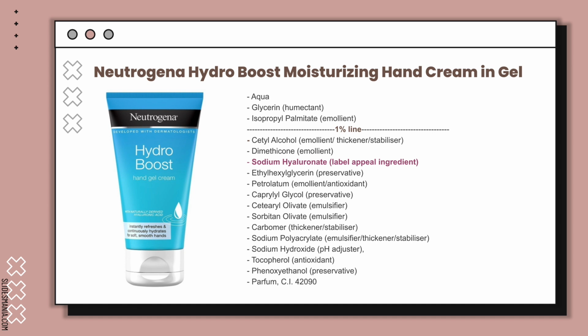This hand cream doesn't contain many label appeal ingredients. Sodium hyaluronate is added to support the moisturizing claims. All other ingredients, excluding the fragrance and colorant, are functional ingredients.